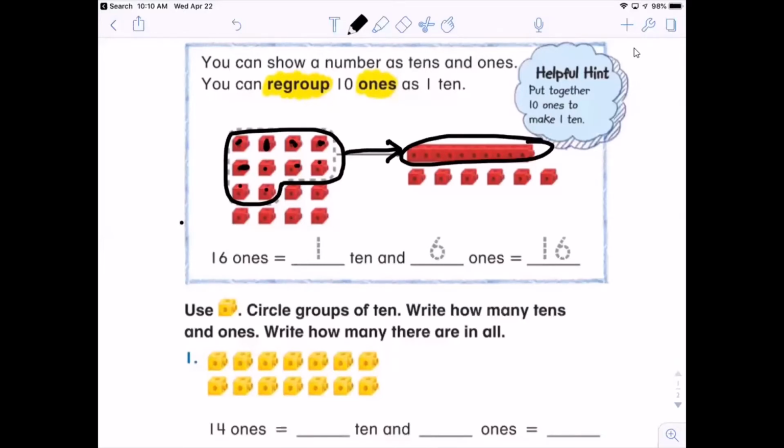Okay, so 16 ones equals, okay, how many groups of 10 do I have? 1 group of 10. Okay, how many do I have left? I have 1, 2, 3, 4, 5, 6. So I have 1 group of 10 and 6 ones, which equals 16.